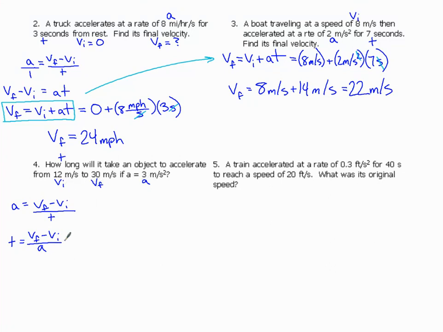We have all three of these quantities. Now all we have to do is plug it in. Final velocity is 30 meters per second. Initial velocity is 12 meters per second. Acceleration is 3 meters per second squared. We're going to do the next step before we try to touch the units. So we're going to say time equals, 30 minus 12 is 18 meters per second, and 3 meters per second squared on bottom.